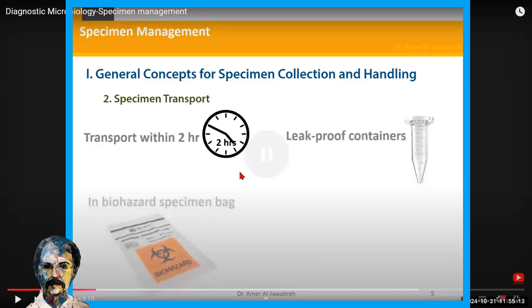Leak-proof containers. Don't give me urine cups or tubes or swabs that are broken and leak. You know what leak means? They spill out. They have a small hole on the side and urine leaks out. So after 1 hour, you will have no urine in the cup. And when it's leaky and put in, let's say, a small bag, all the urine will go in the bag and become contaminated. So this is very important. Leak proof, not broken.